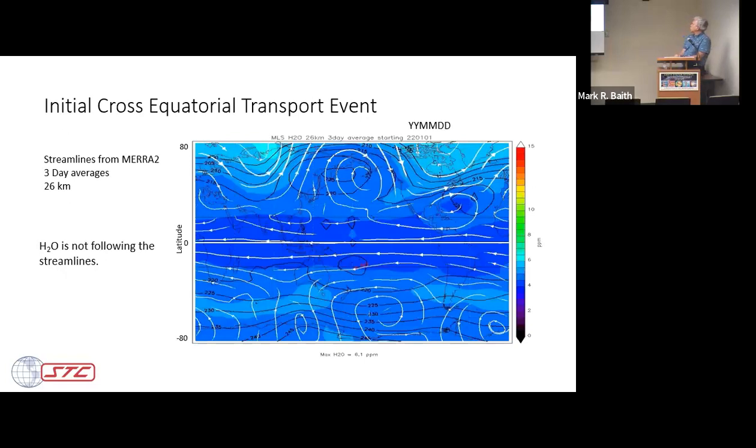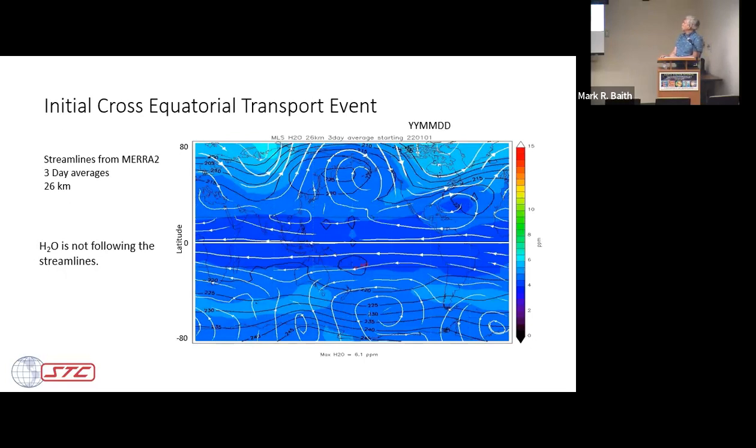So I'm going to rerun this movie showing the water vapor at 26 kilometers. I'm going to look at the streamlines, which are shown here. See the streamlines? Those are white. Those are from MERRA-2. And you can see they're very, very zonal along the equator. They're just moving directly to the west.